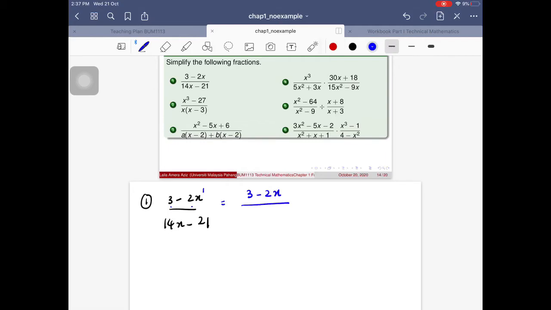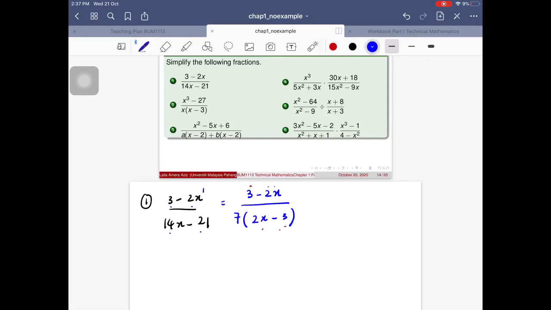And the denominator, on the other hand, has a common constant between the two terms, which is 7. So I can factor out the 7, and this will end up being 2x minus 3. If you notice, there's a similarity between the two of these. The only difference is the sign. This one is positive 3, negative 3. This is negative 2, this is plus 2.